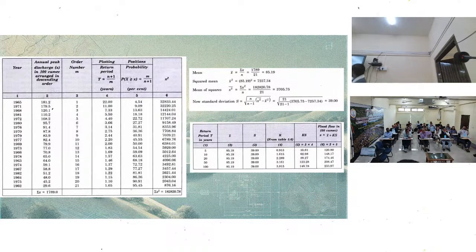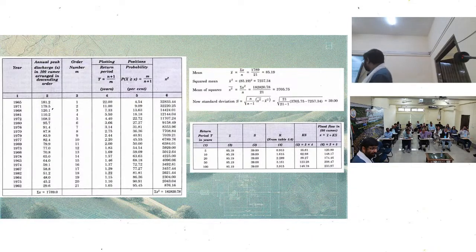Once you have this, you have calculated the mean, that is x bar, the squared mean, and the mean of squares. Now, why are we calculating these two parameters, although we don't see them anywhere in the equation? We need them for the calculation of standard deviation. Once you have the standard deviation, you have the mean and the standard deviation. So x bar is there, s is there, and K you have already seen from the table.